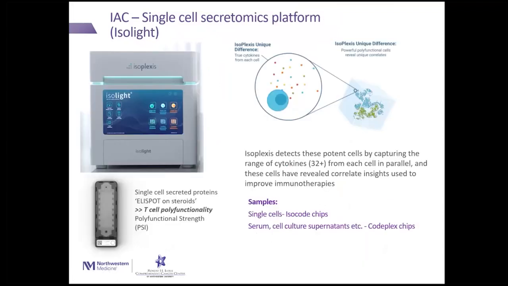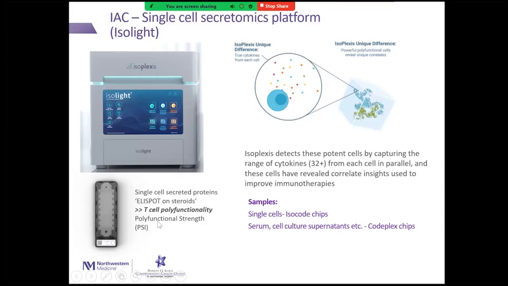Furthermore, we have a single cell secretomics platform from Isoplexis. It's called IsoLight. So it is a chip-based platform. So the chip kind of looks like this. As we know, ELISpot has been the gold standard for quantification of cytokines that are produced by T cells. So here they describe it as single cell secreted proteins, or ELISpot on steroids, just because you can measure the cytokines produced by these cells in real time. So it does a real-time ELISA on the chip that you can capture and quantify.